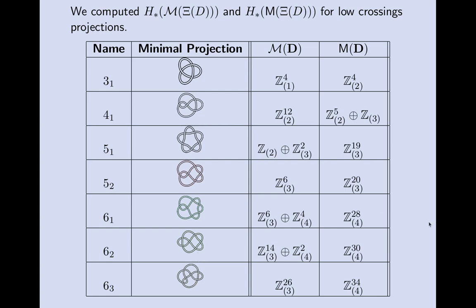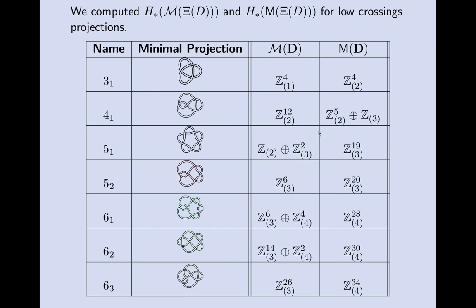What one can do then is construct these simplicial complexes for a whole bunch of, well, not diagrams, but projections so far, and compute their homology. And here we have the examples up to 6 crossings, where the notation is as follows. The exponent denotes the rank, while in parentheses we get the homological dimension where the homology is supported.